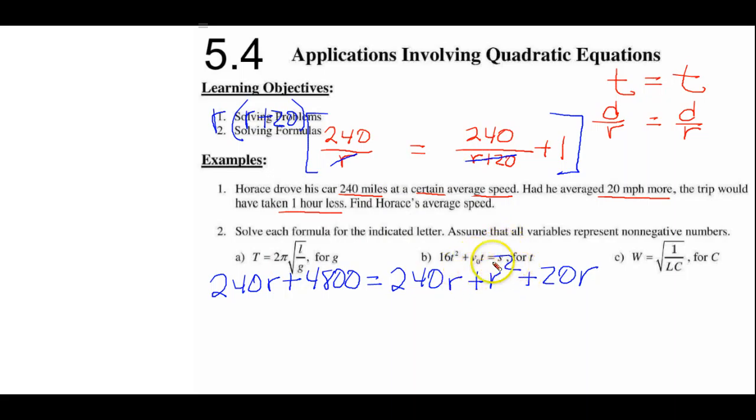Now I have a quadratic equation. In order to solve quadratic equations, I need to put it in standard form. So the next thing I'm going to do is subtract 240r from this side and 240r from this side, and they just disappear. And now what I'm going to do is transpose this to the other side, so I now have a 0 on this side, and I'm transposing that, it just changes its sign.